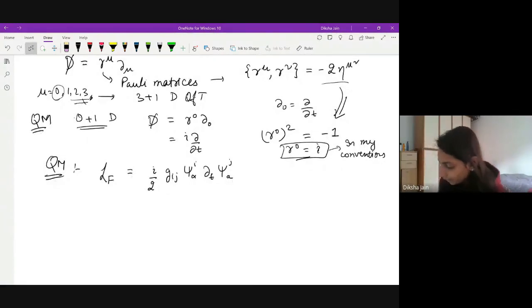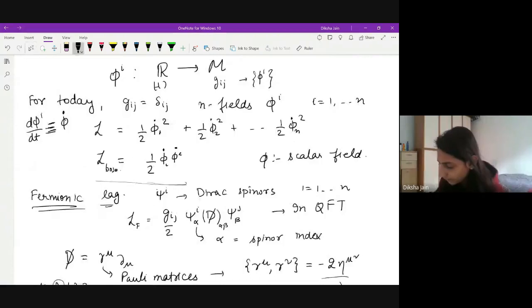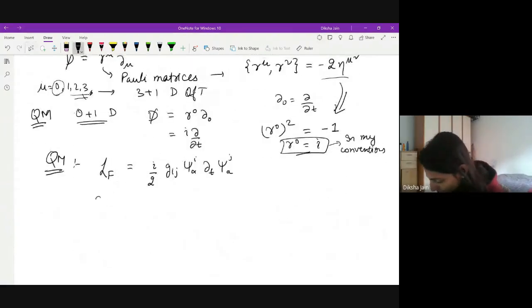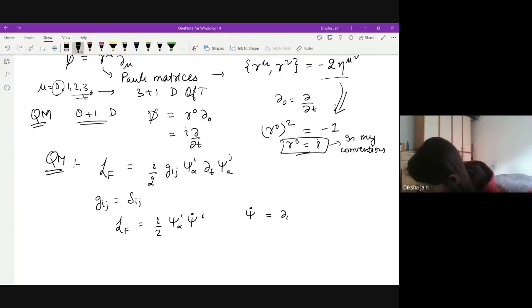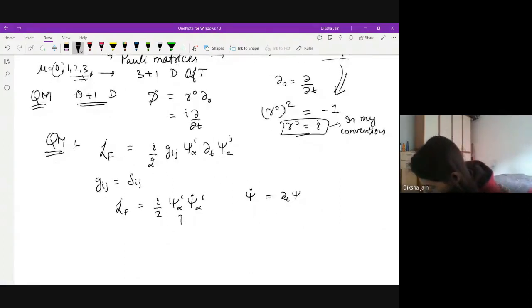Since for bosons I took G_ij to be delta_ij, I'll do the same for fermions. So G_ij will be my delta_ij. So my Lagrangian for the fermion is 1 by 2 psi alpha I psi dot alpha I, where with psi dot I mean dt of psi. And what is this alpha? So alpha is the spinor index.